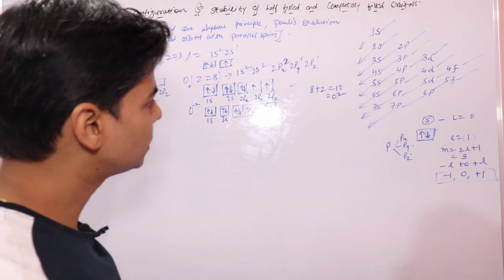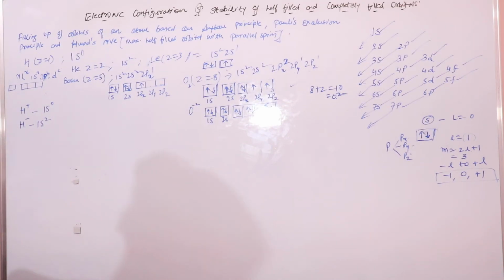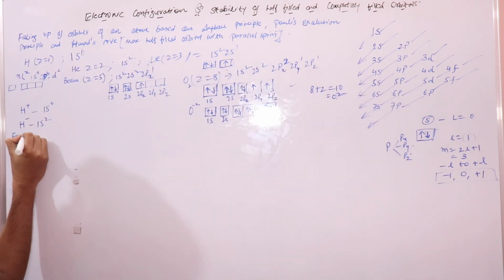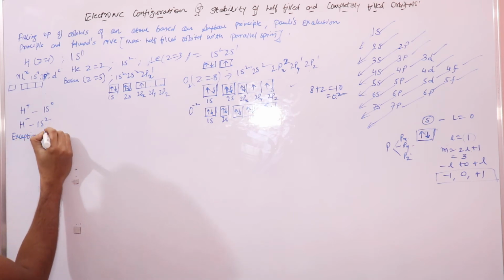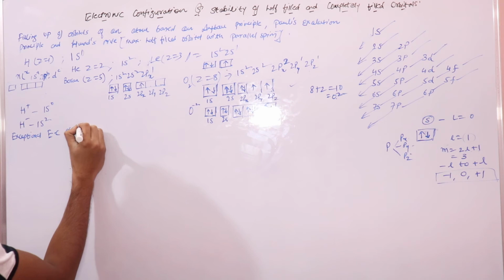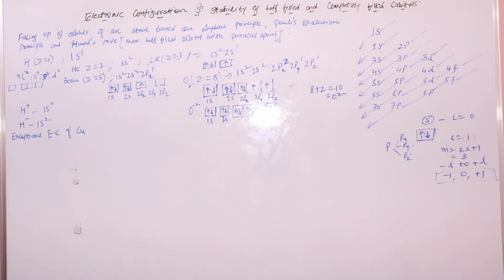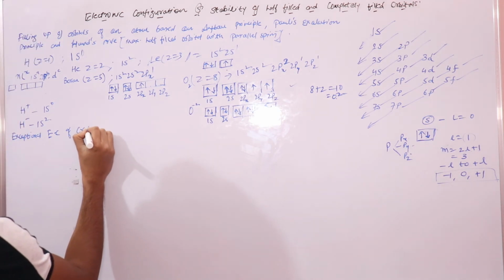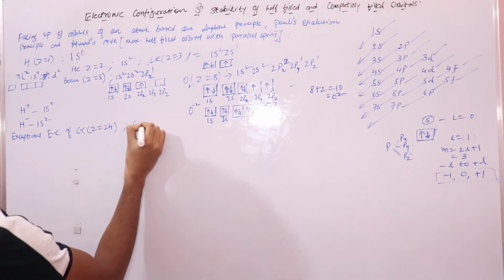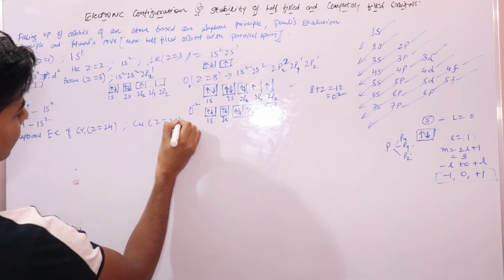Now we will look into one important thing: some exceptional electronic configurations. We will look into the exceptional electronic configuration of copper and chromium. The atomic number of copper is 29 and for chromium it's 24. Let's first look at chromium, where Z is equal to 24. Then copper, where Z is equal to 29.